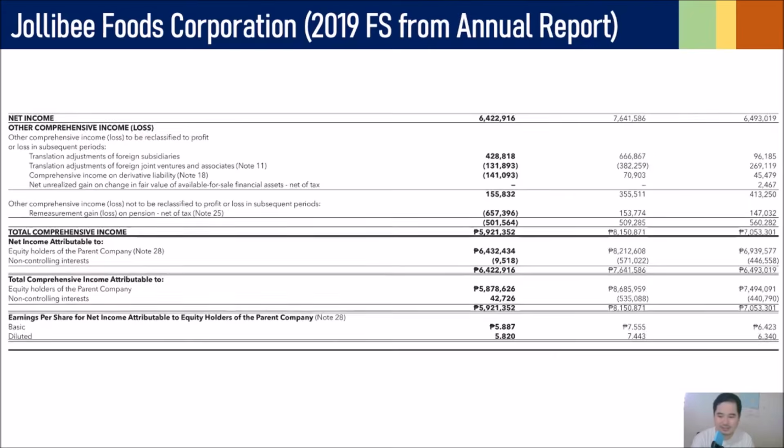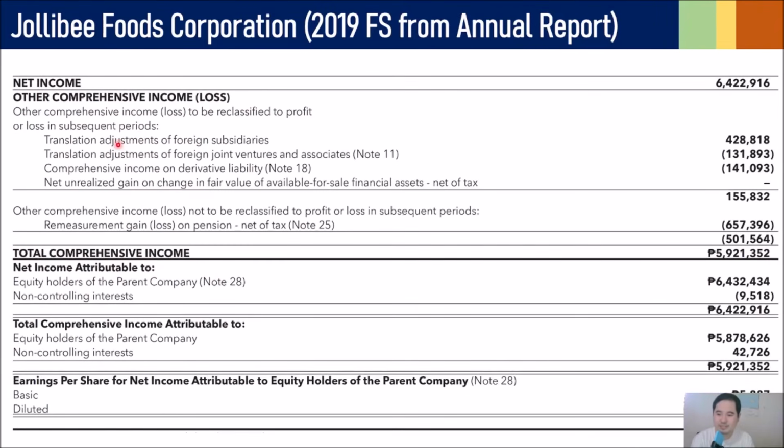O, ito po, titignan natin mabuti. Other comprehensive income or loss to be reclassified to PL in the subsequent periods. Ito na po. So, translation adjustment of foreign subsidiaries, translation adjustments of foreign joint ventures and associates, comprehensive income on derivative liability, and noong 2017 po kasi meron sila neto, so wala po for 2018 at for 2019, unrealized gain on change in fair value of AFS financial assets pero naka-net of tax po.